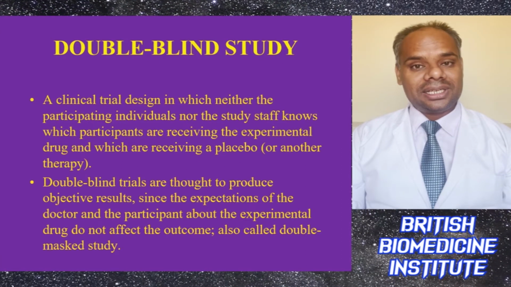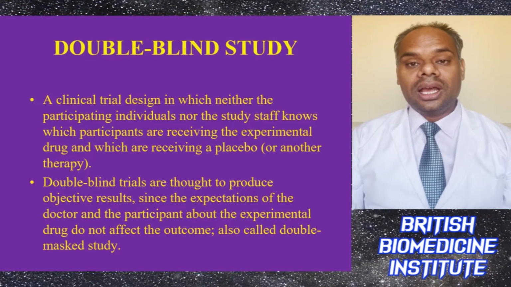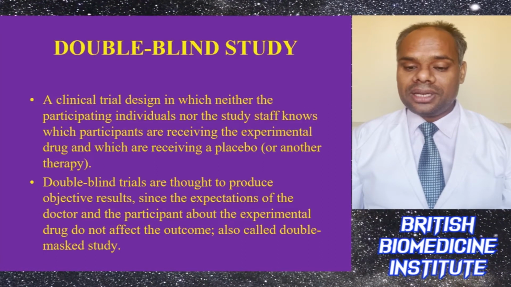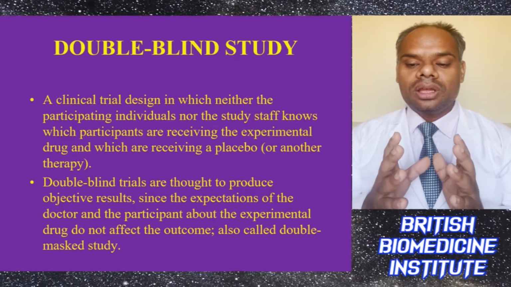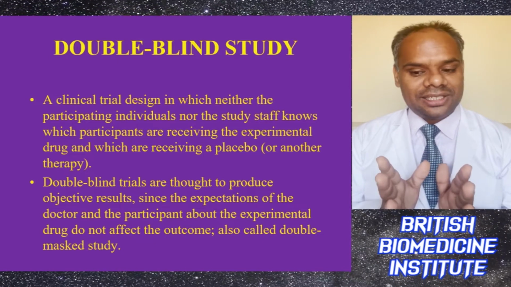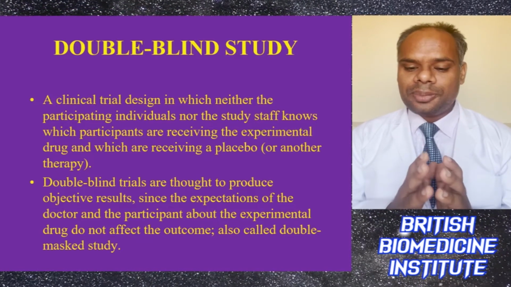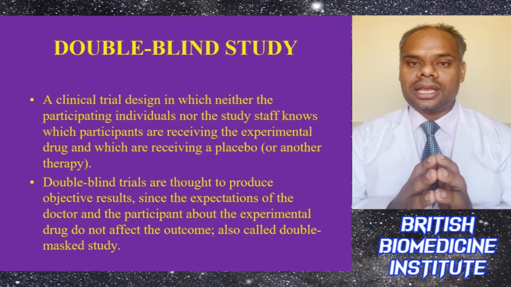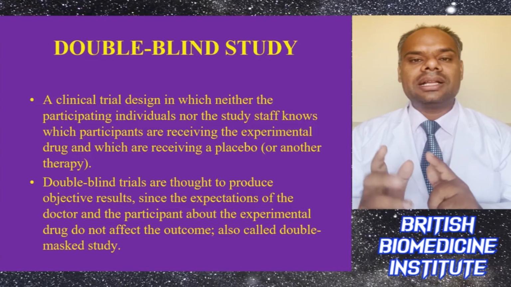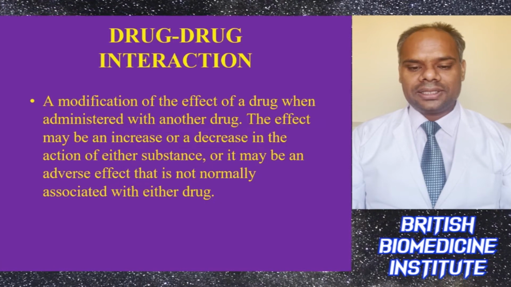Double blinding studies: basically, doctor and patient are not aware of which group they are assigned. It is a clinical trial design where neither the participating individual nor the study staff know which participants are receiving the experimental drug and which are receiving the placebo. Double-blind trials are thought to produce objective results since the expectations of the doctor and the participants about the experimental drug do not affect the outcome. They are also known as double mask studies, and mostly they are used in randomization trials.